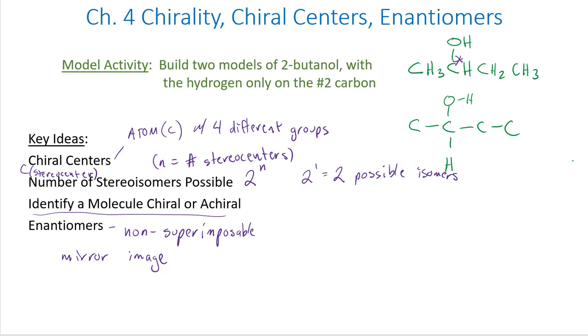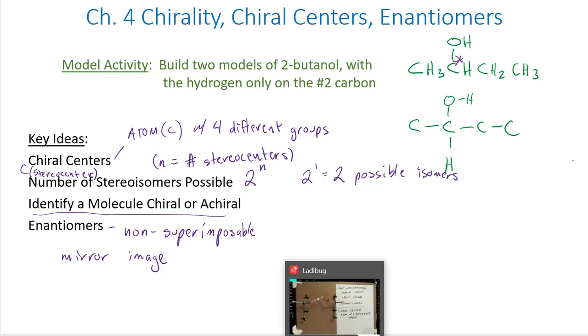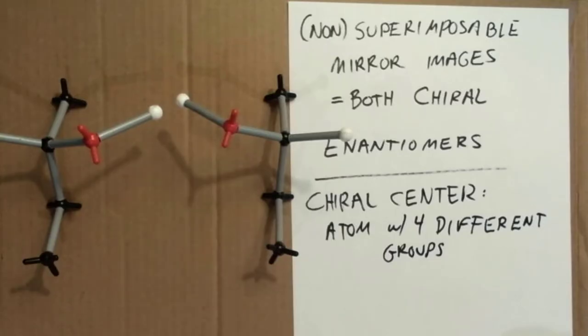So again, to be chiral, you have to have an enantiomer, which is a mirror image that's different or non-superimposable. You can't put one on top of the other. And by the way, let's take a quick moment to see how we would draw these in a wedge dash configuration, and then we'll look at some examples.